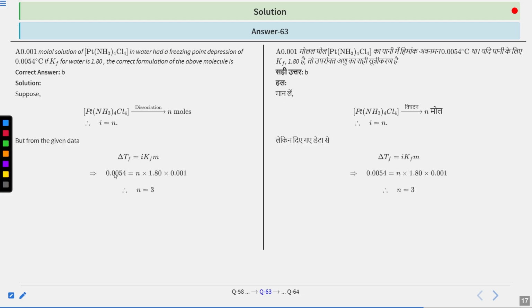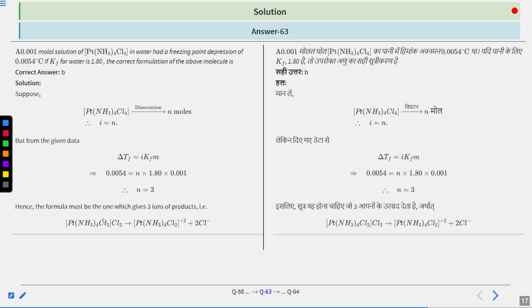If I put these values here, it will give 0.0054, 1.80 Kf and 0.001 as the molality. So n will be equal to 3. So we can clearly say that the formula must not be this. Okay, it would be this one. According to this formula, the complex will dissociate into 2 chloride ions and 1 complex ion. That is a total of 3, and the calculated value is also 3. Clear?